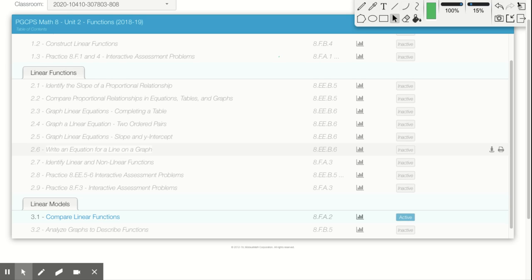Hi, we're working on Mobius Math 3.1, Compare Linear Functions, and it can be found in PGCPS Math 8, Unit 2, Functions 2018 to 19.